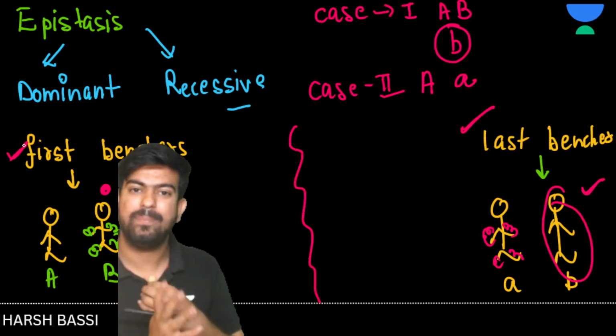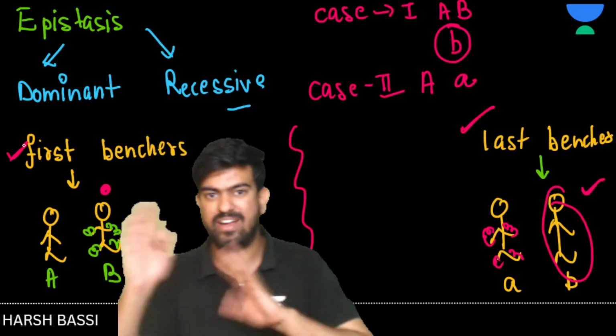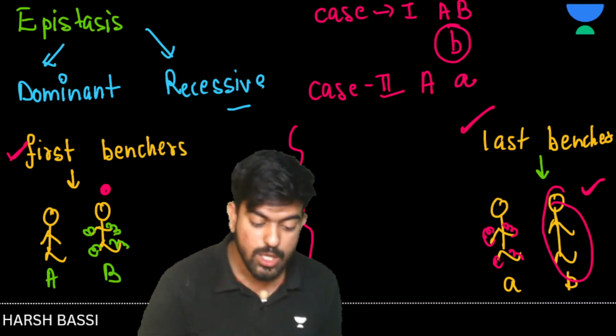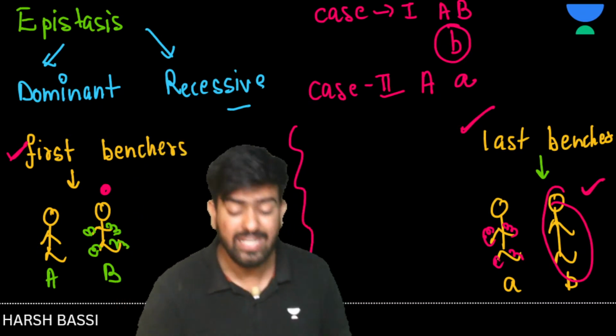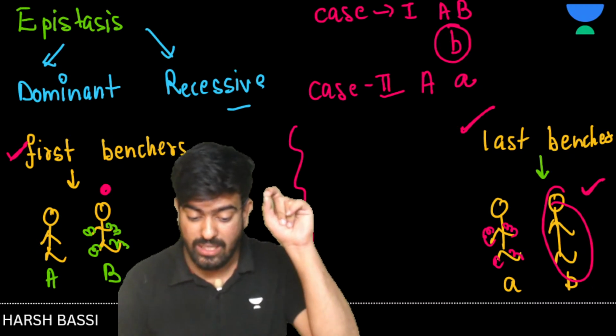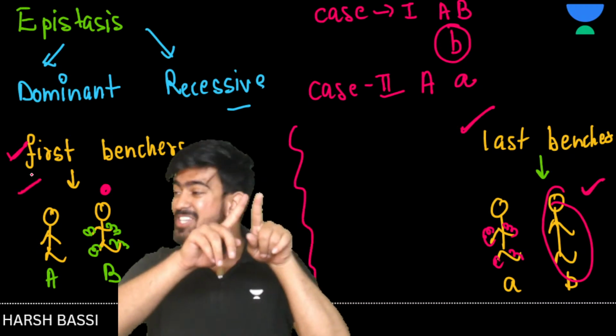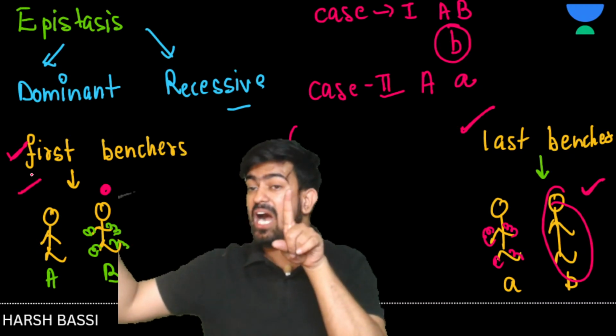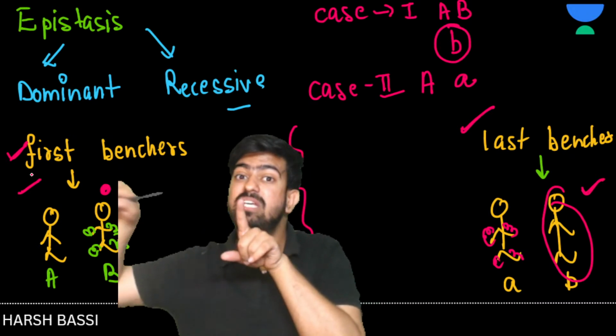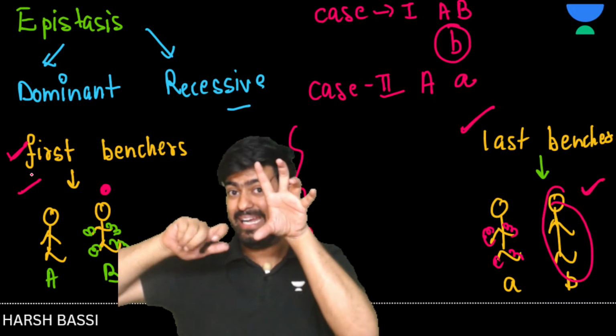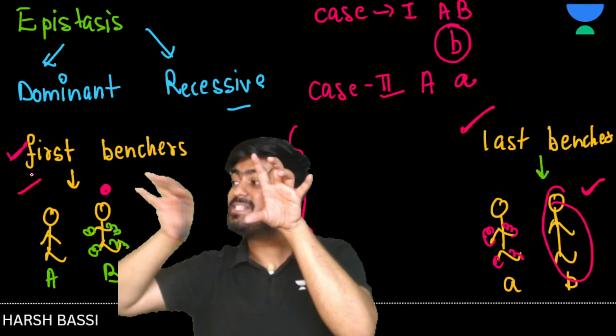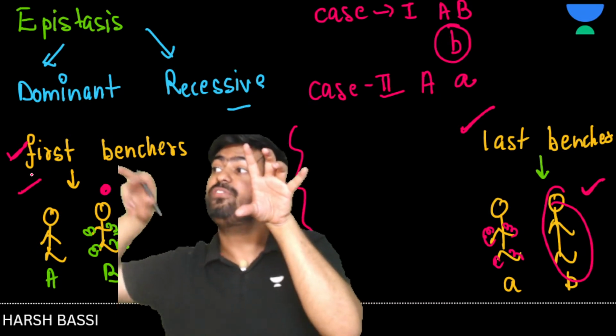So what's happening here, sir? We understood fight and all. What's happening here? See, so here one allele, one gene, is controlling the other character. It is suppressing the other one. The dominant allele is suppressing the recessive allele of a different gene.